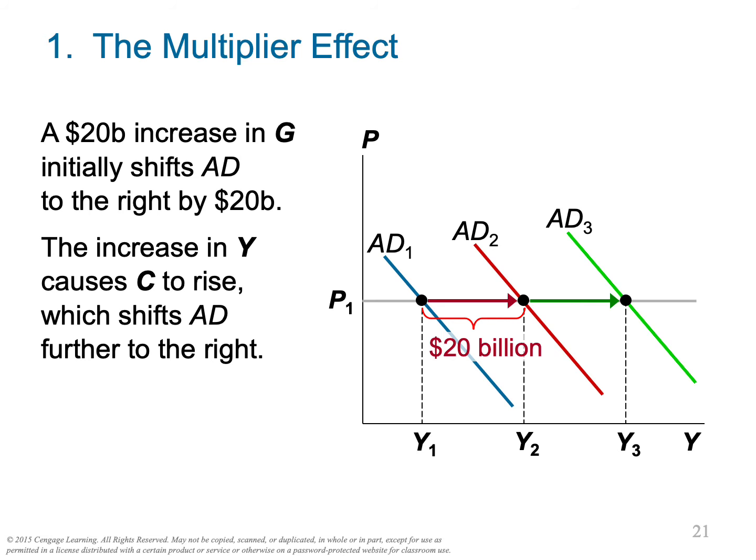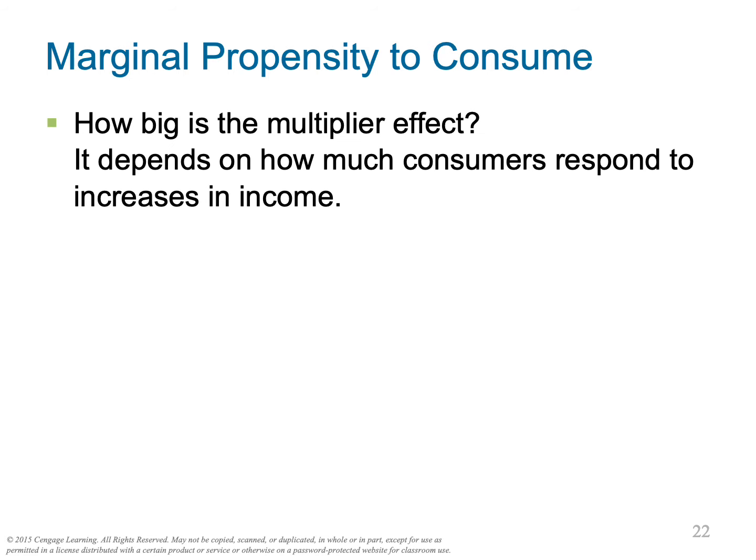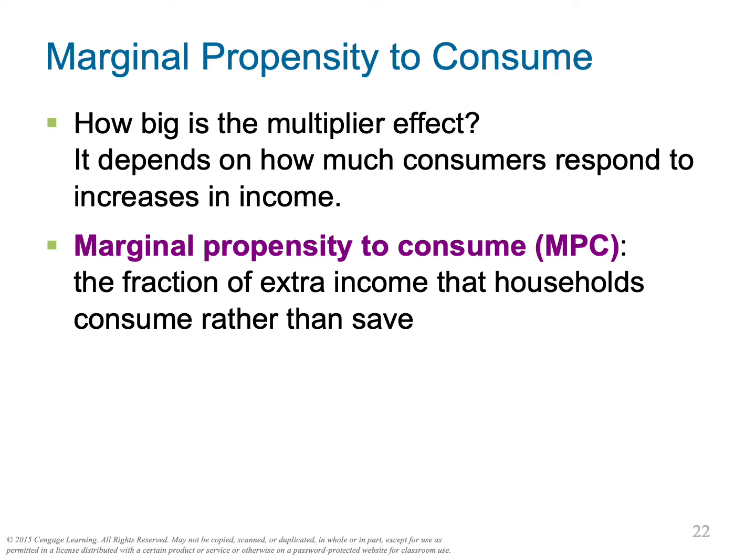So to really understand what's behind this multiplier, we need to understand something called the marginal propensity to consume. We'll talk about what exactly that means, but basically it's going to help us answer this question: how big is the multiplier effect? Well, it depends on MPC, in other words, how much consumers respond to increases in income. So the marginal propensity to consume is defined as the fraction of extra income that households consume or spend rather than save.